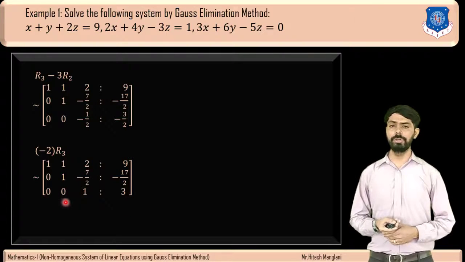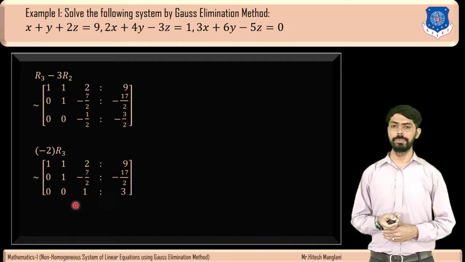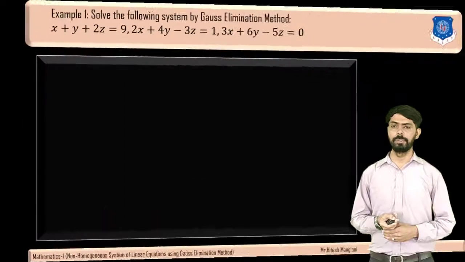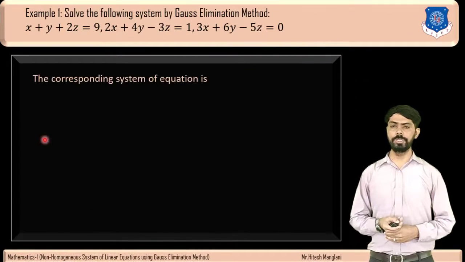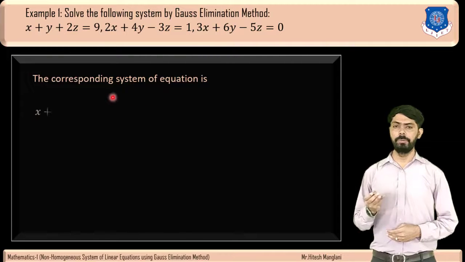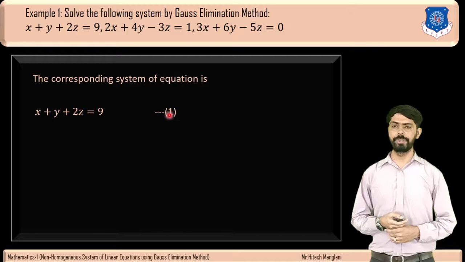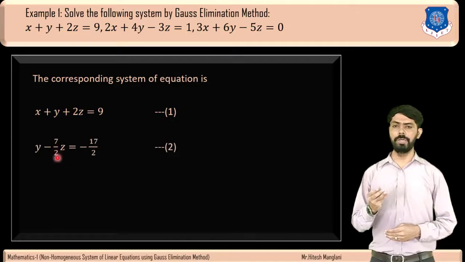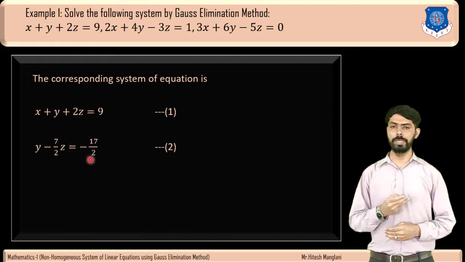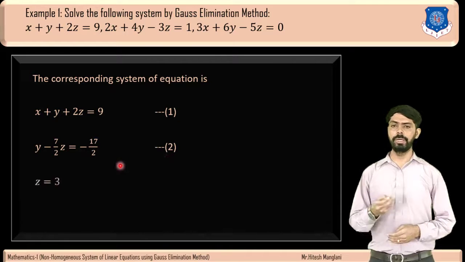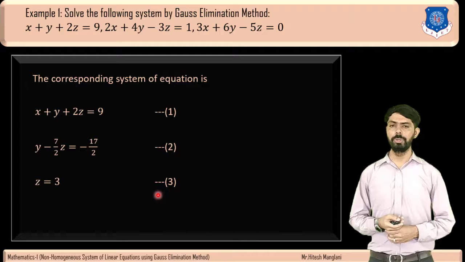Now we will write down the equations from this matrix. So the corresponding system of equations is given by x plus y plus 2z is equal to 9. This is our first equation. Then the second equation will be y minus 7 divided by 2 into z is equal to minus 17 by 2. Then the third equation will be z is equal to 3.